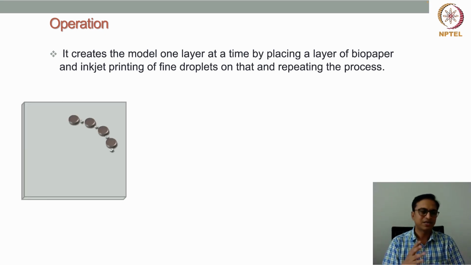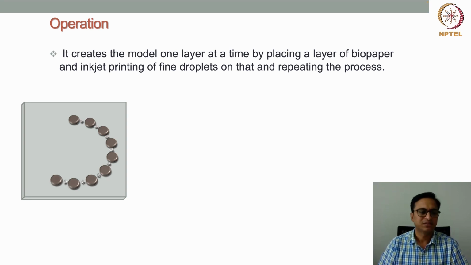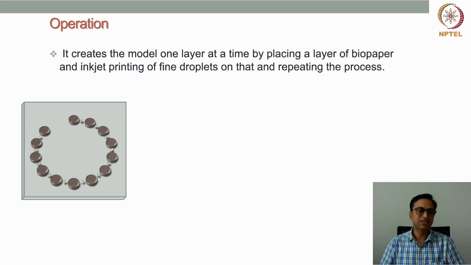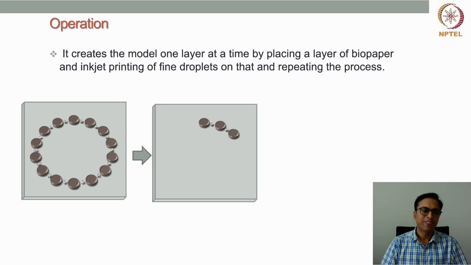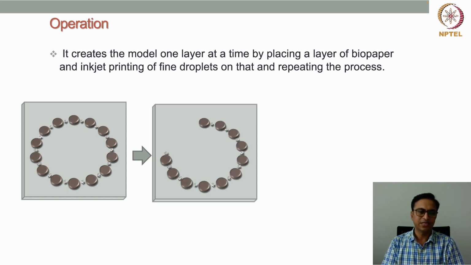the first layer of biopaper is placed, and the droplets are patterned there. In this case we have shown a spherical pattern, but any type of pattern can be created. It can be square, spherical, or whatever the design requires. Accordingly, we can create the patterns. Then the next step is that another layer of biopaper is put on top of that, and so the first layer is done.